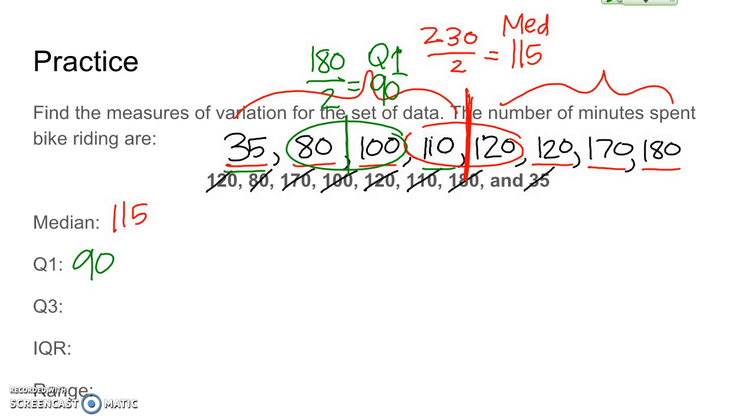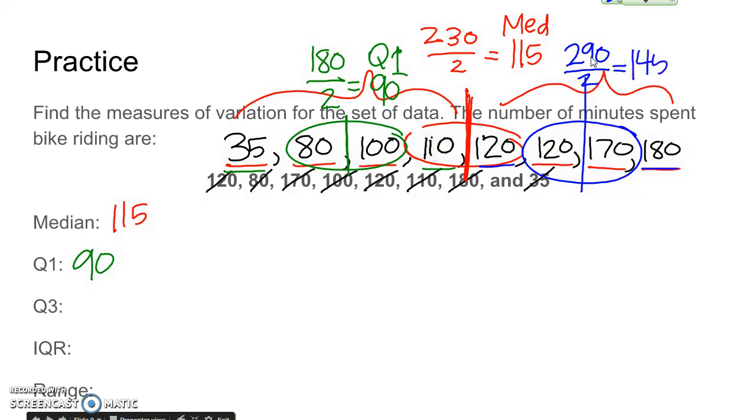Okay, same thing with Q3, finding the median of the top half of my data. So 120 and 180 cross out. So here, I'm going to find 120 and 170 added together is 290, and then I just divide those by 2. 290 divided by 2 is 145. So Q3, or the third quartile, is 145.